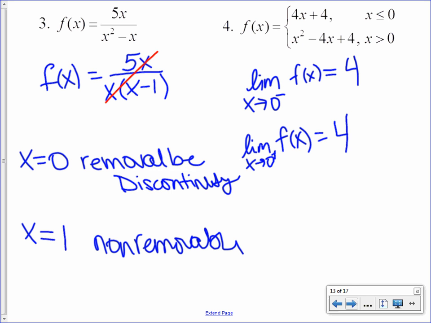So what's true about this function? Okay. It's continuous. It is continuous, because we have 2 pieces of continuous functions that are overlapping at that domain break. So we're good.